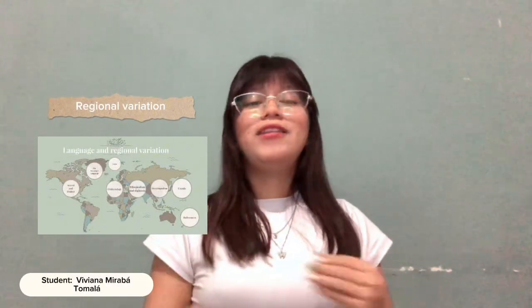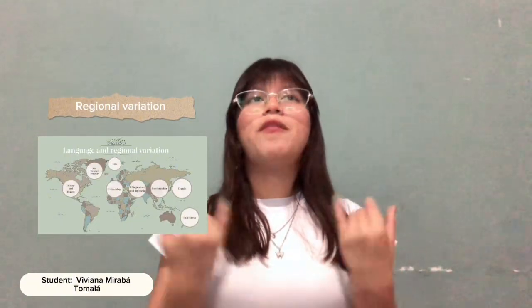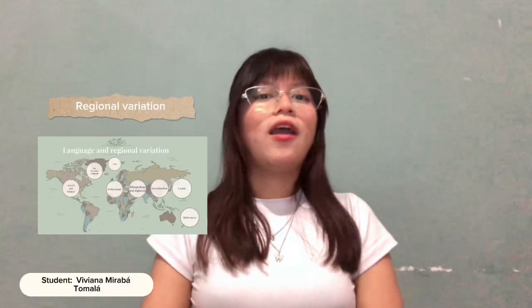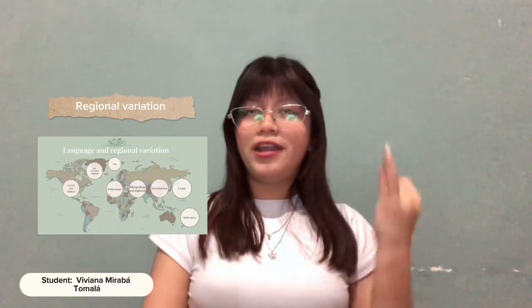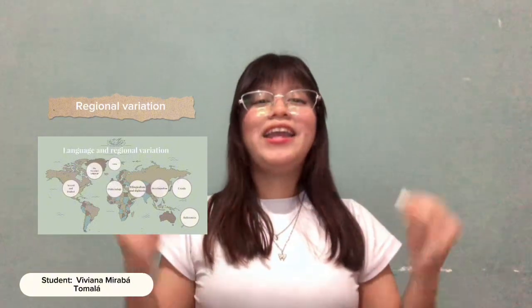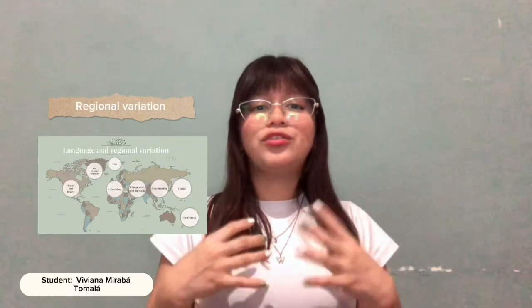Second, regional variation. English is not uniform, and that is what makes it fascinating. There are multiple varieties depending on the region: British English, American English, Australian English, Canadian English, and even internal differences within each country. This means that vocabulary, pronunciation, and even certain structures can vary.